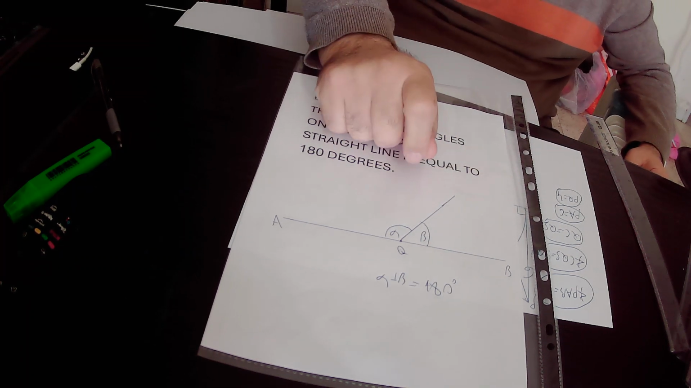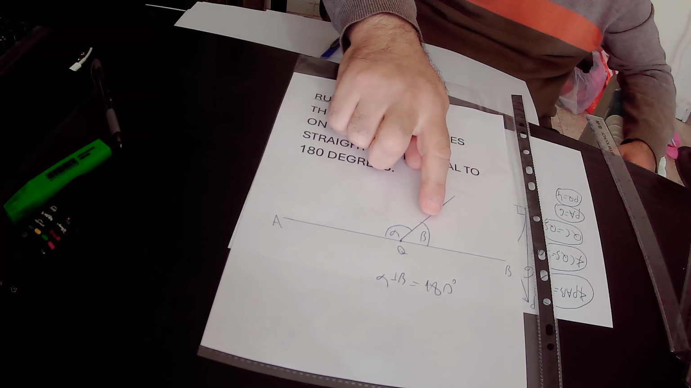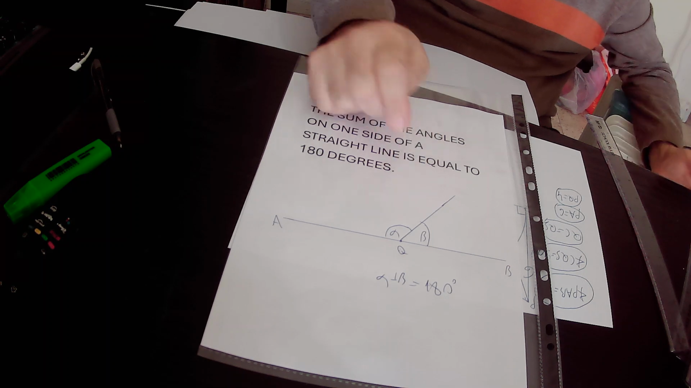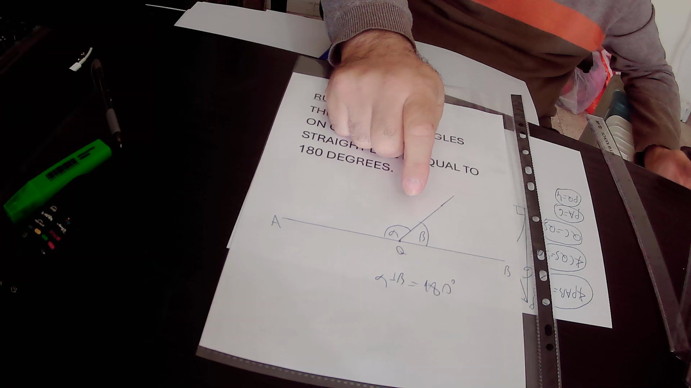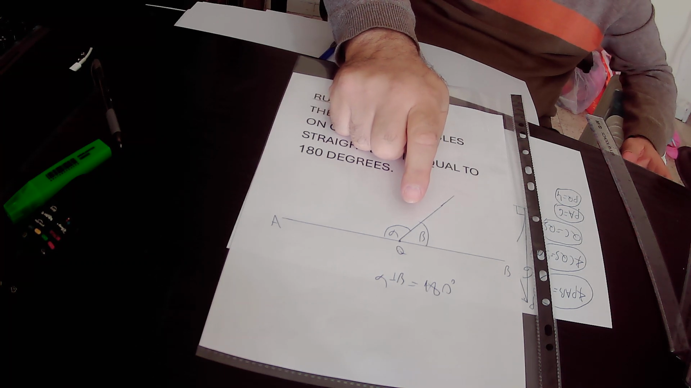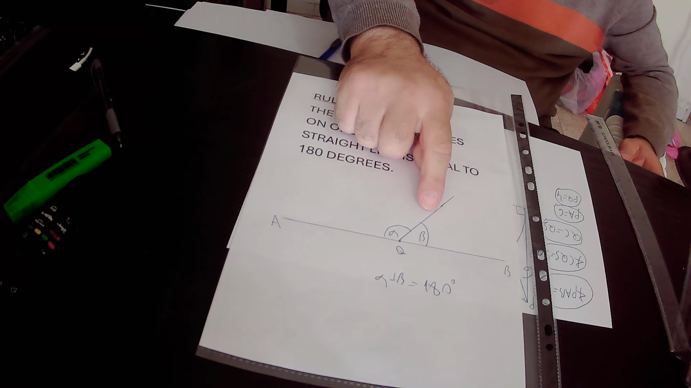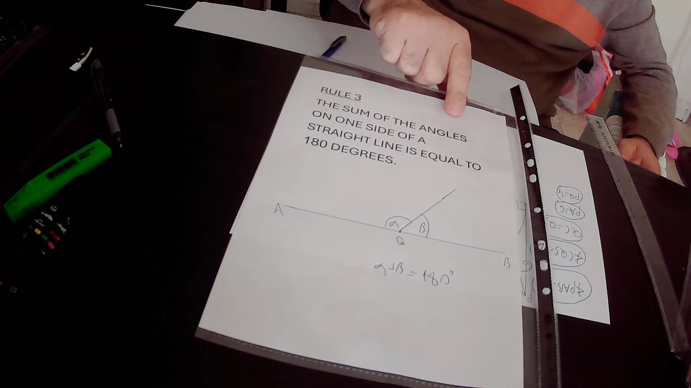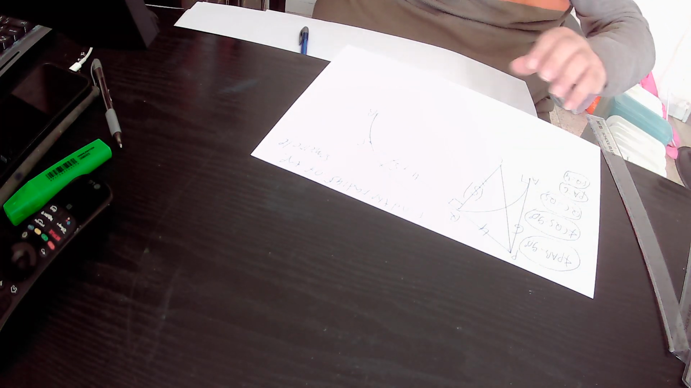So which angles do we have at the upper side of AB at point Q? We have this angle alpha and this is angle beta. So according to this rule number 3, the sum of the angles on the upper side of the straight line AB at point Q must be equal to 180 degrees. That is to say, alpha plus beta must be equal to 180 degrees. Actually, we can implement rule number 3 in our drawing.